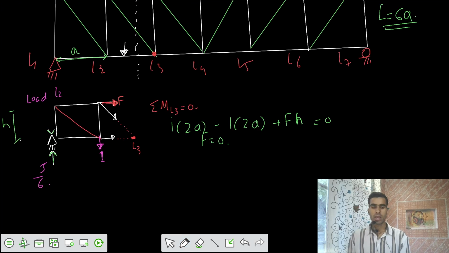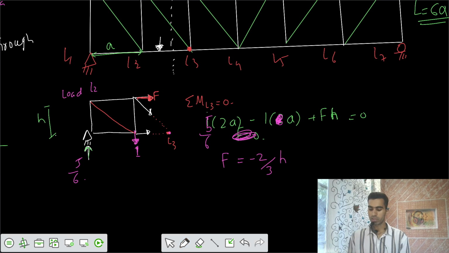Now you apply the summation of moments at L3. If I apply that, I would say your reaction of 5/6 into 2A is clockwise, and then we have anti-clockwise about the point L3, minus 1 into A, and we have clockwise F into H equals 0. So the force in that member equals 5 by 6 into 10 by 6 minus 1, which equals minus 2 by 3. So finally you got this value as minus 2 by 3 of H.